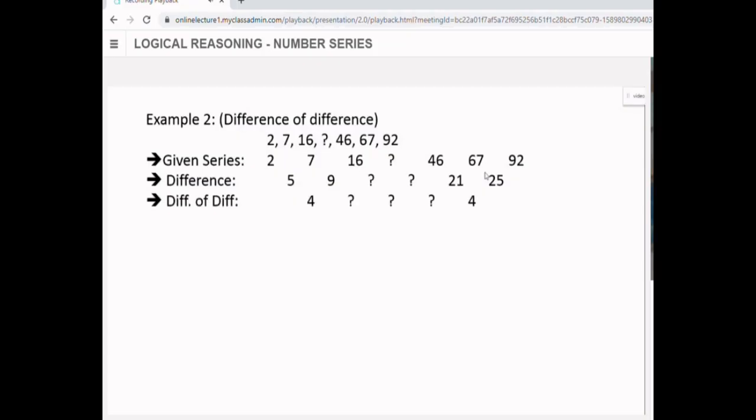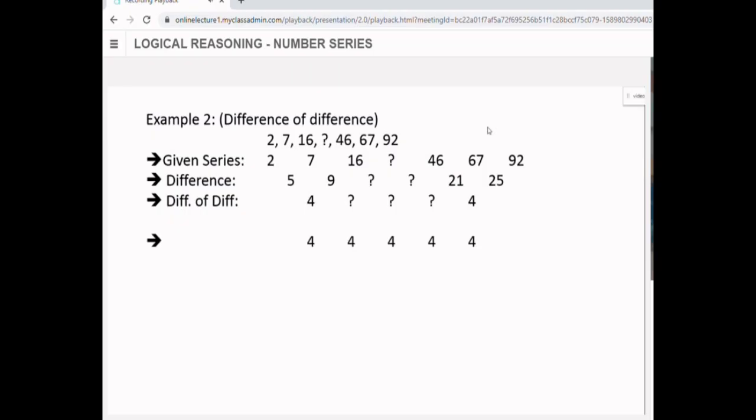Difference of difference. Difference between 5 and 9, that is 9 minus 5 is 4. Then the question mark, 21 and question mark. But the last, 21 and 25, what is the difference? 4. If the first difference is 4, last difference is 4. Now in this particular line, those 3 question marks are there. They also will be 4. First is 4, last is 4. So all are 4. So difference of difference is 4.